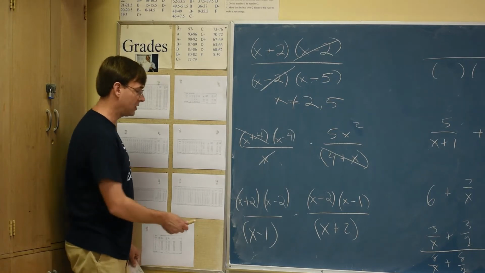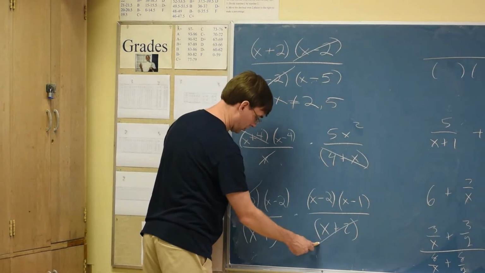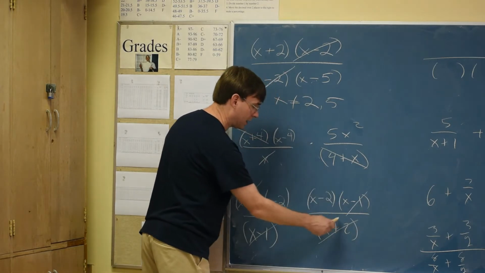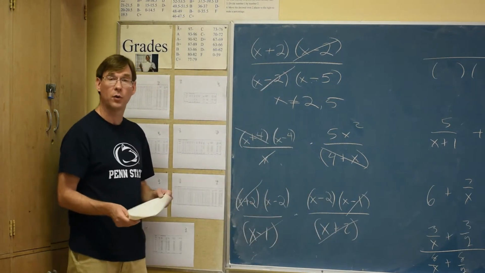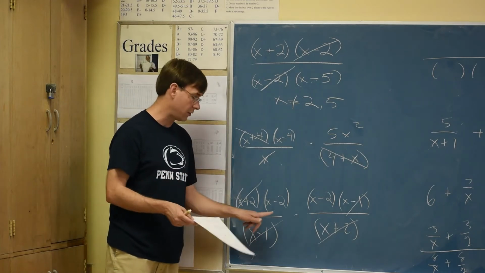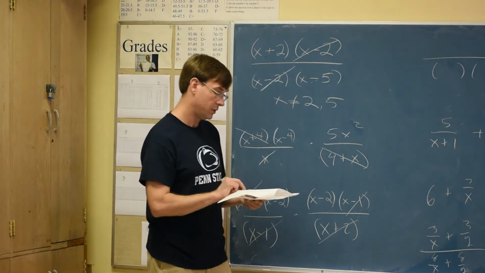And then we look for matches. x plus 2's are a match. x minus 1's are a match. And even though these are a match, they don't cancel because they're both on the top. We can only cancel tops with bottoms. So the answer is x minus 2 squared.